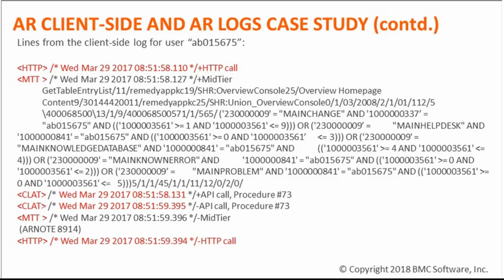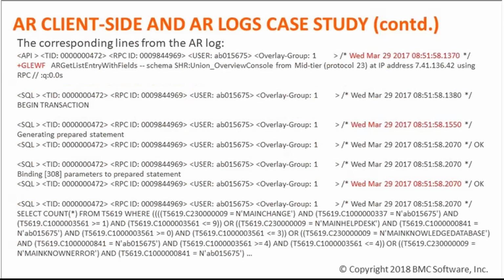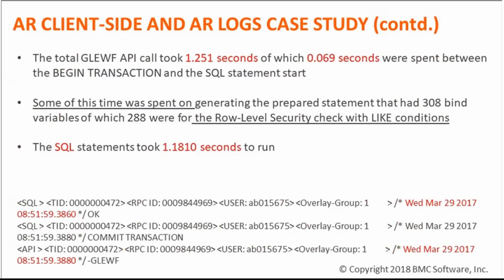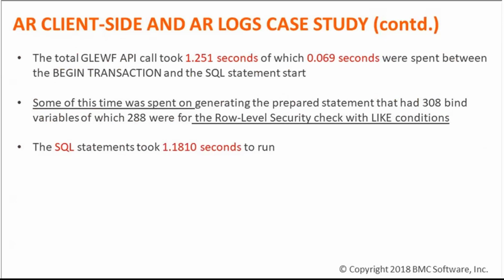Since we had the user turn on AR API SQL logging on the AR server, we narrowed it down to this GLEWF call. As you can see, it started at 58.137 and it ended at 59.388. The summary was that the whole call took 1.25 seconds, where 0.069 seconds was spent between the begin transaction and the SQL statement start. The SQL itself took 1.18 seconds to run.